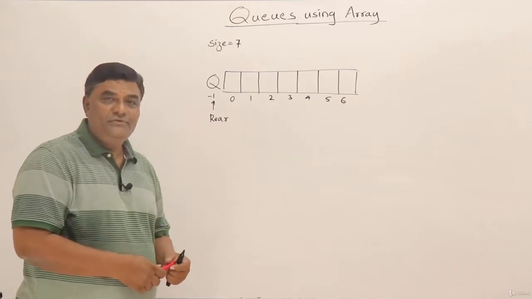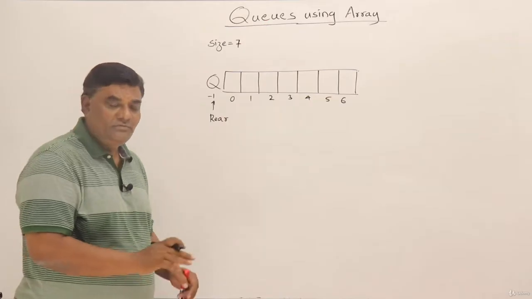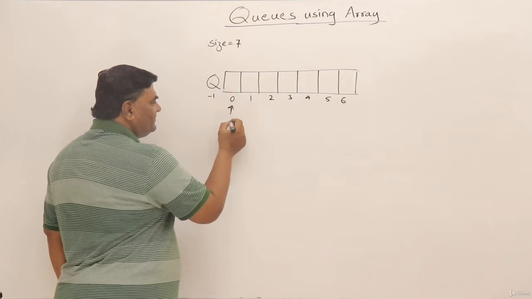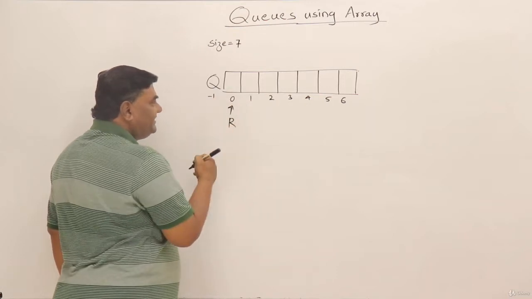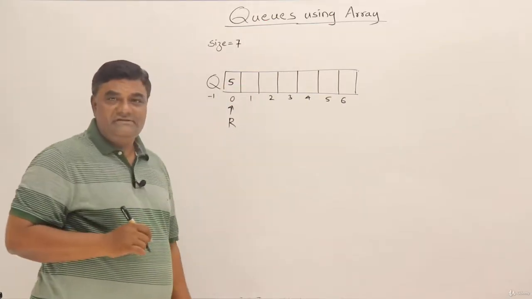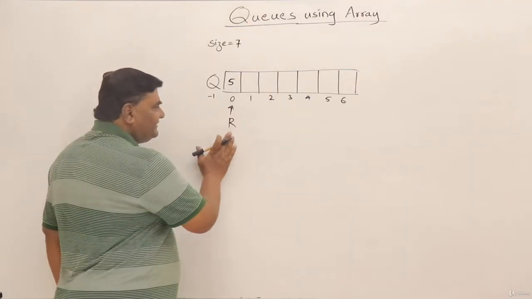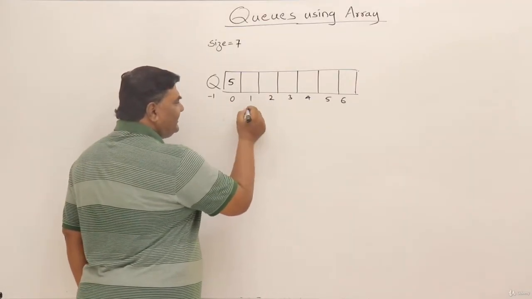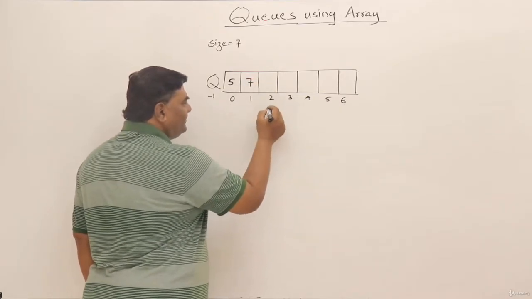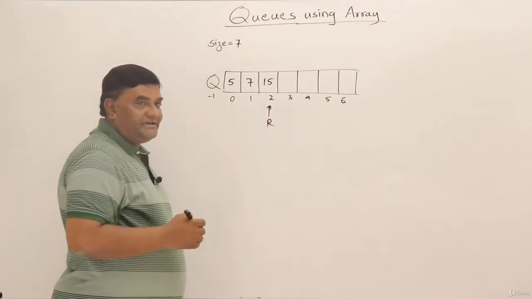Let us first insert few elements. If I want to insert any element in a queue, then the procedure is move rear to next location. So I'll just write R instead of writing complete word rear and insert an element. A new element is inserted. Just move rear and insert an element. Let me add a few more elements. Just increment rear to the next location and insert an element. Likewise, just move rear to a next location and insert an element. So this is how insertion can be done.